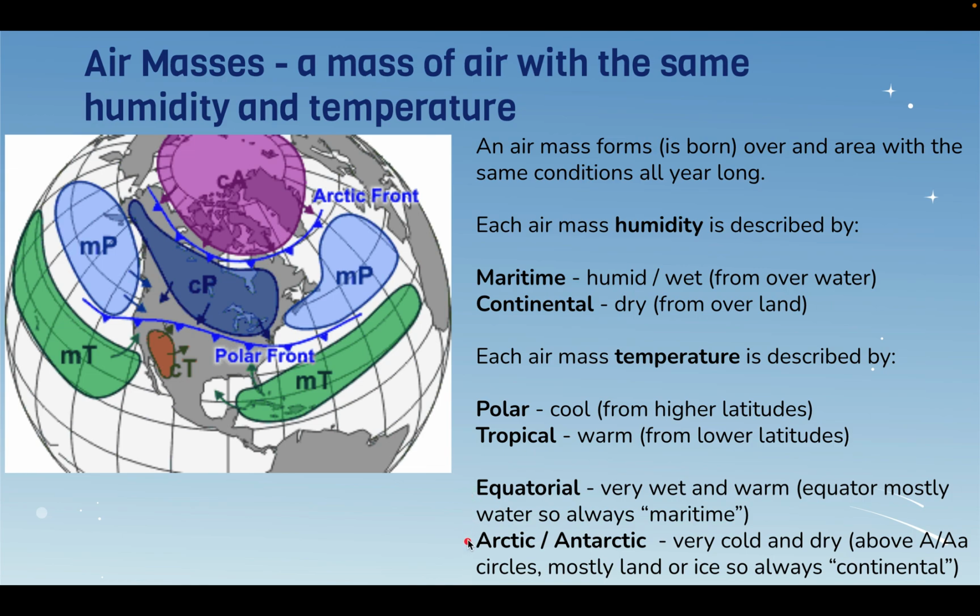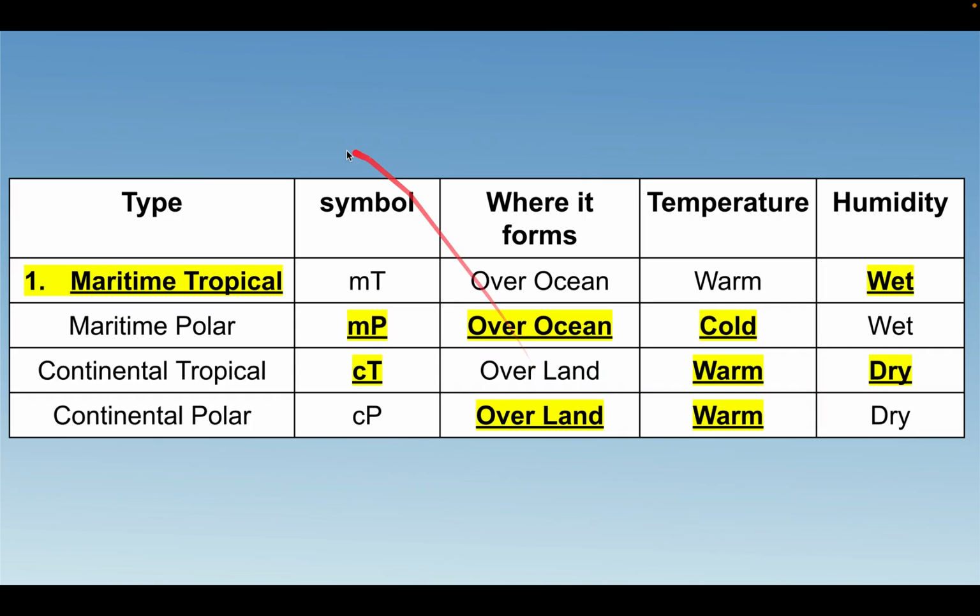Okay, so let's combine these. We're going to talk about how we combine the humidity and temperature in order to describe or name the air mass. So maritime, continental, polar, tropical, how do these work out? This is right out of your notes, and you are going to fill this in.